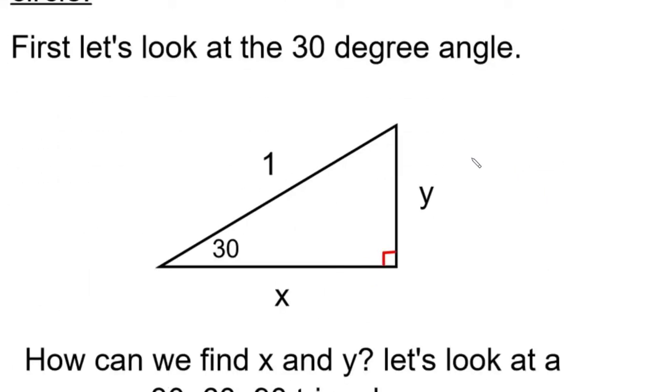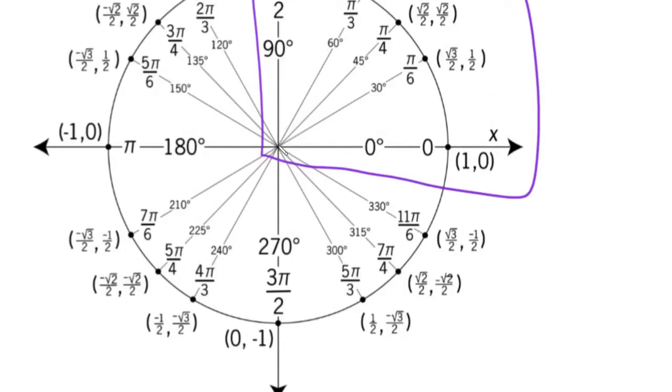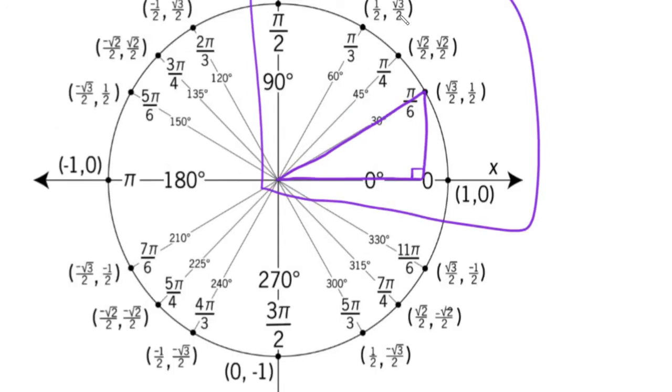So first, let's look at the 30-degree angle. So here's our 30-degree angle right here, right? I'm going to draw a right triangle like this. So something I want to point out. We know that this is 30 degrees. And we know that this length here is 1. And we know that because the radius of the circle is 1, and this goes from the center to the edge of the circle.